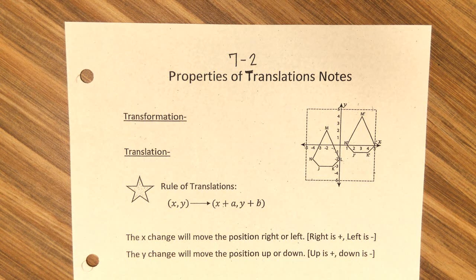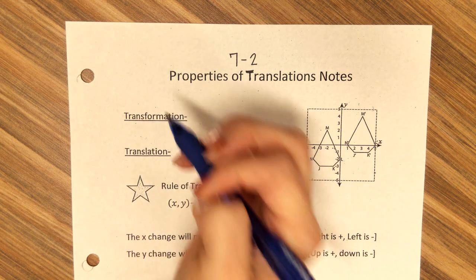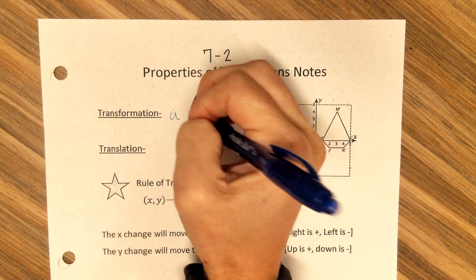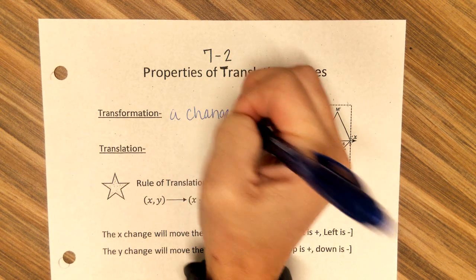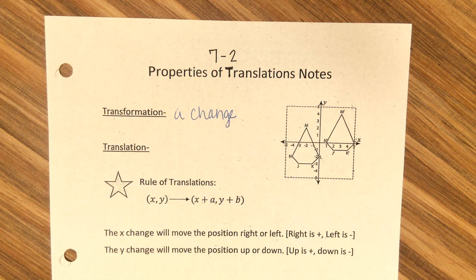Yesterday we introduced our topic, which was transformation. The big topic is called transformations. Who can remember what it means to transform? To change. So a transformation is a change. And then I introduced to you the four transformations that we are going to be studying: translations, reflections, rotations, and dilations.